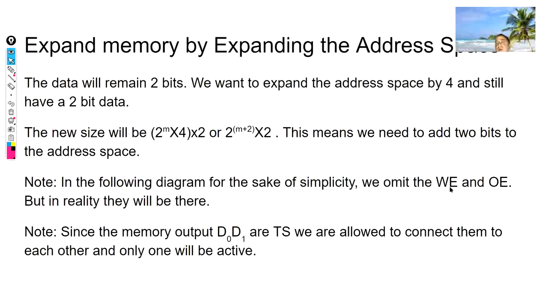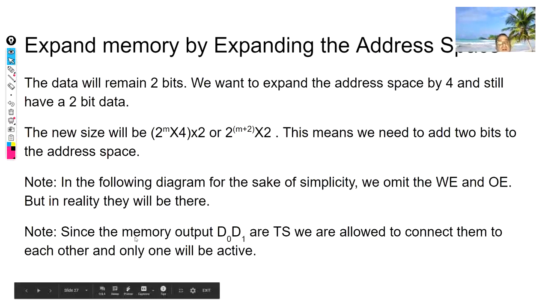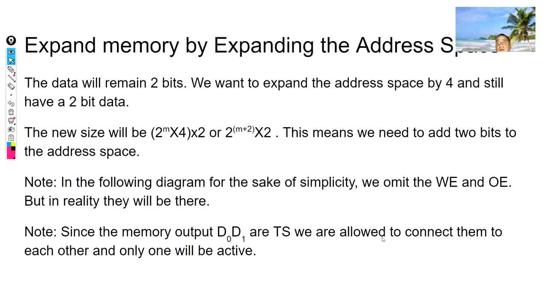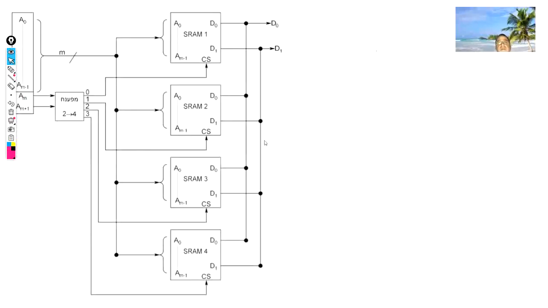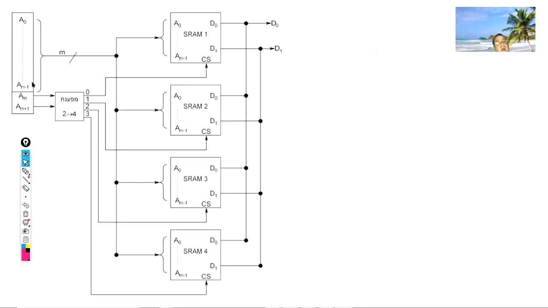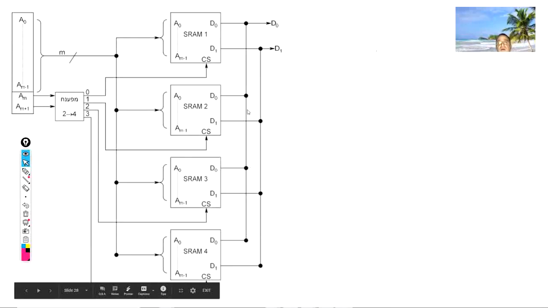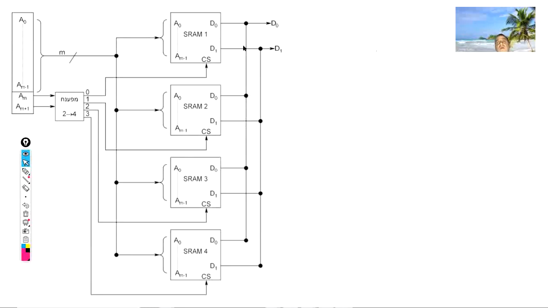In the following diagram, we're going to omit the WE and the OE, but in reality they'll be there. Since the memory outputs D1 and D2 are TS, we are allowed to connect them. Here's our original memory, M, A0 until A at location M minus 1. That goes in here and hits this SRAM, which again has only 32 bits, for example. We choose one here, one here, one here, one here. The output goes on a bus with the TS on it. We connect them, and it comes out here.